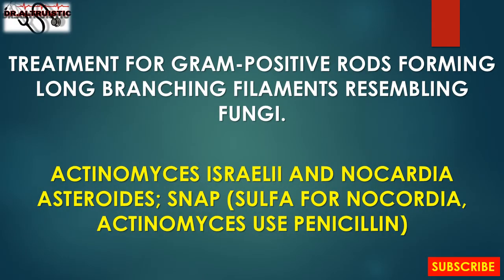Treatment for gram-positive rods forming long branching filaments resembling fungi: Actinomyces israelii and Nocardia asteroides. SNAP: sulfa for Nocardia, Actinomyces use penicillin.